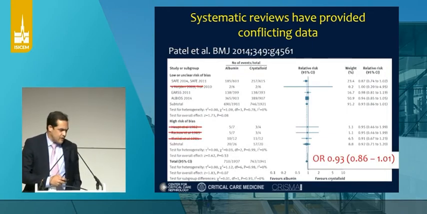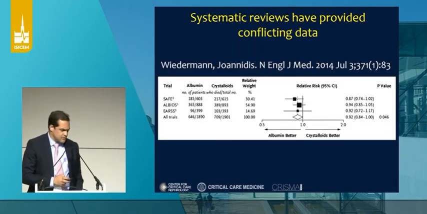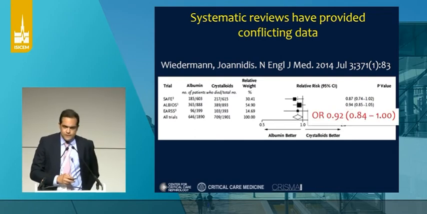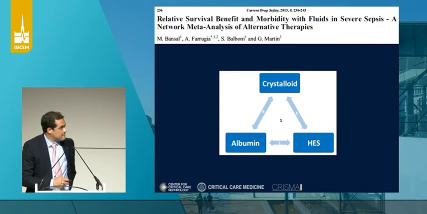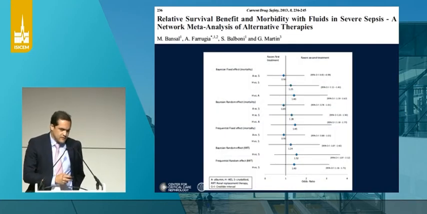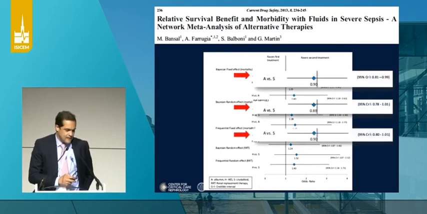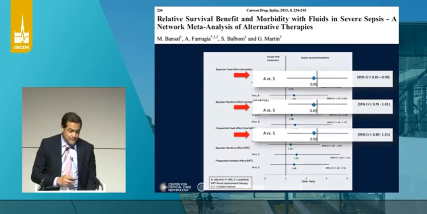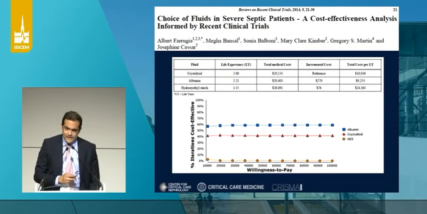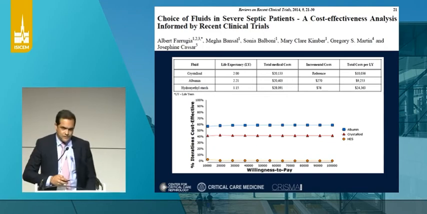But when you take out the small trials, and this very interesting letter that Wiedermann and Ioannidis sent to the New England Journal of Medicine suggested that perhaps in these big trials we could see an effect. And there was another interesting network meta-analysis performed by Bansal that demonstrated, using a different methodology, that perhaps albumin had a protective effect on survival. And furthermore, they suggested in a different paper that it could potentially be cost-effective in this realm if you include all of the other bad things that could happen by giving only very large amounts of crystalloids.